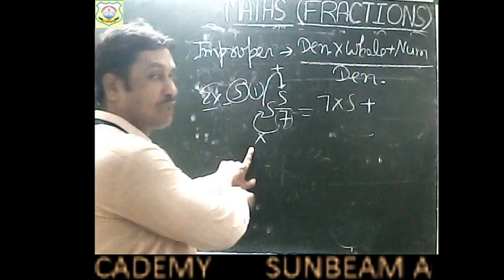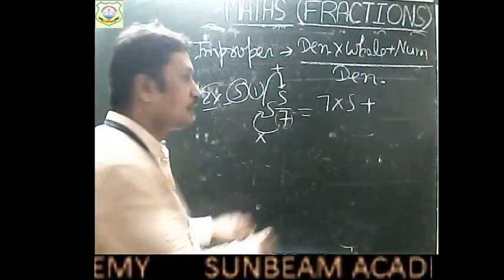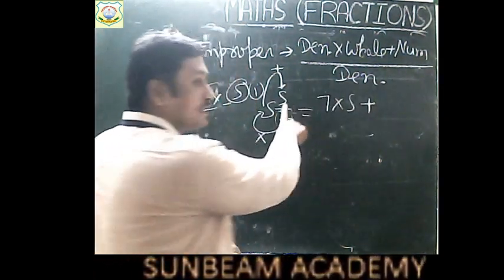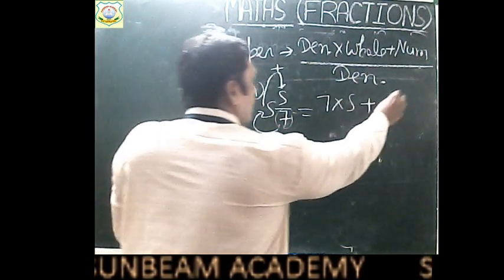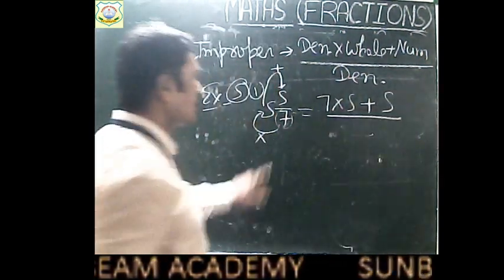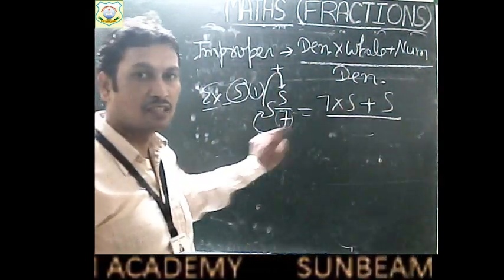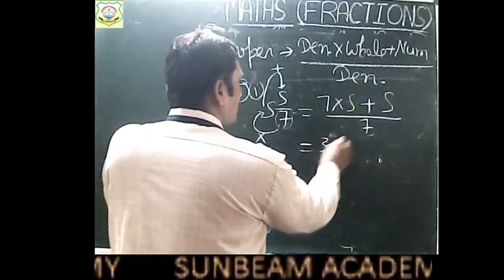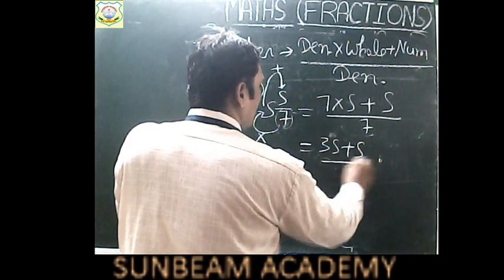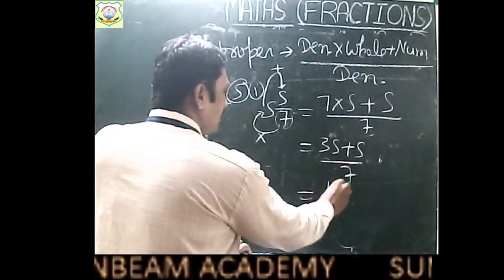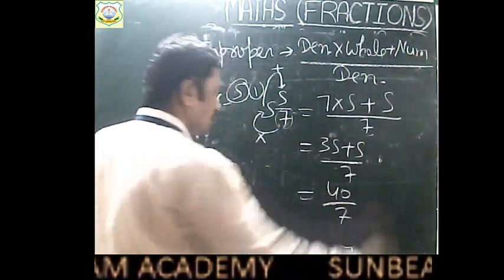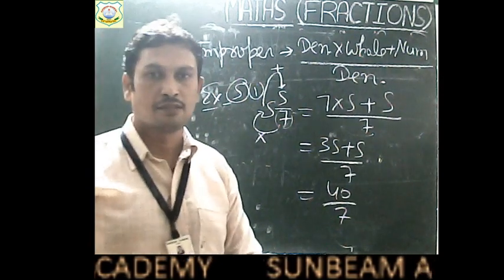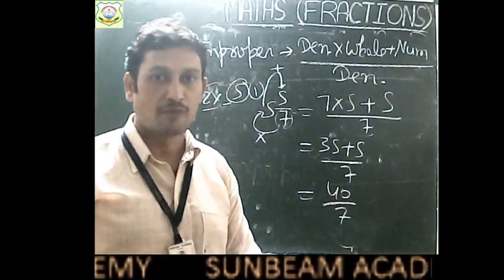So 7 into 5, find the product and add the numerator. Here you have to multiply firstly, then add. Numerator here is 5, so add 5, divided by the denominator 7. So 7 fives are 35, plus 5, by 7. So we get, children, 40 by 7. And this is the improper fraction.